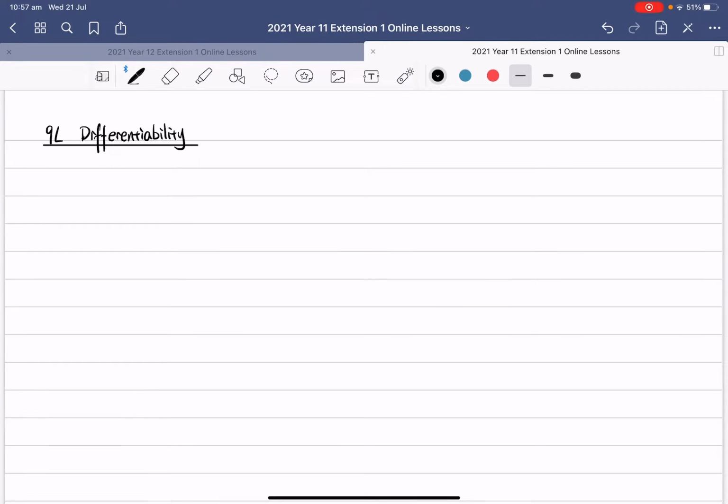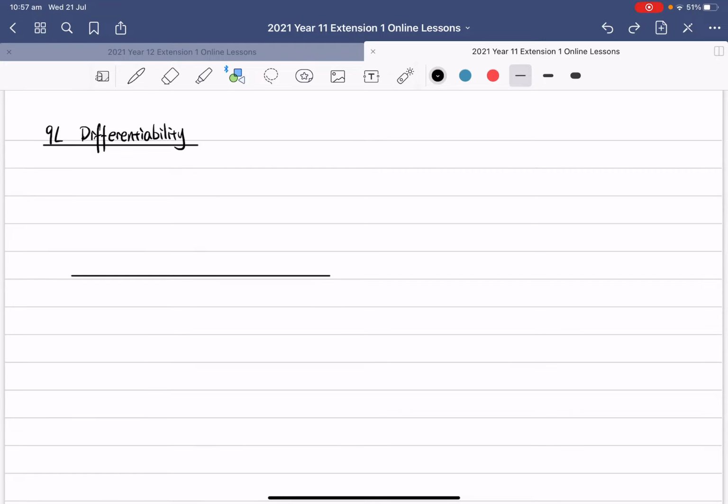Okay, so in this lesson we're going to talk about exercise 9L, differentiability. Yesterday we talked about the continuity of the function, and these two exercises are sort of related together. So we're going to start from the last lesson by drawing an absolute value function.